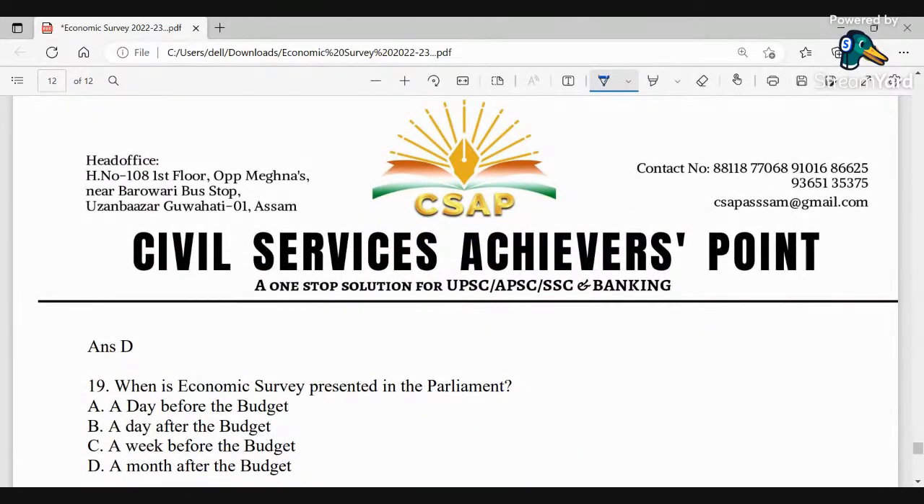Next, when is the economic survey presented in parliament? A day before the budget, a day after the budget, a week before the budget, a month after the budget.